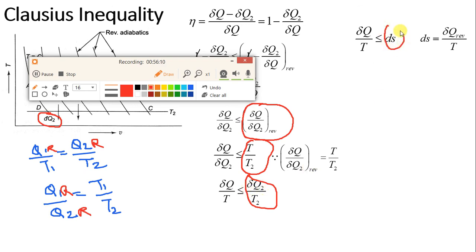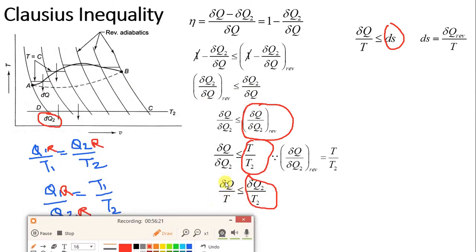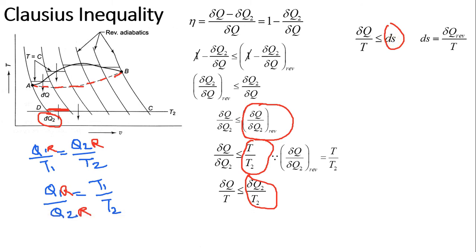You may ask the question, why not replace delta Q by T by ds on the left hand side? Why am I replacing only delta Q2 by T2 by ds? Because delta Q by T is following this dotted path, which is irreversible. But delta Q2 by T2 is following a reversible isothermal process. So this is reversible, that is why I can replace that by ds, not the left hand side. So what you will get is delta Q by T is less than or equal to ds. Now what you can write?